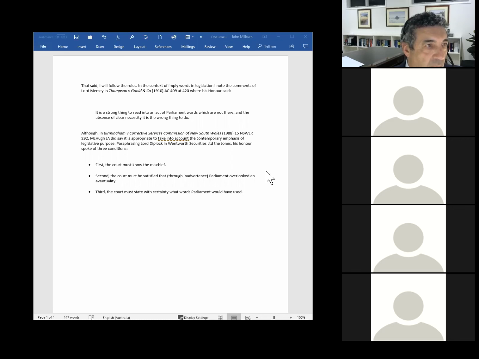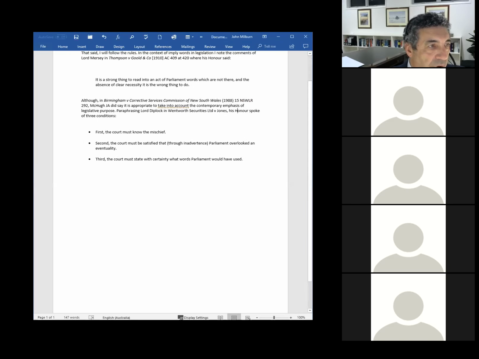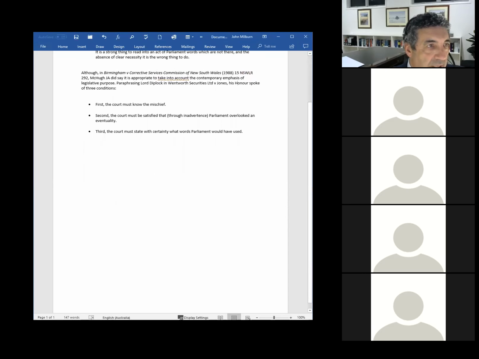Paraphrasing Lord Diplock in Wentworth Securities against Jones, His Honour spoke of three conditions, and that is, first, the court needs to know the mischief. Second, the court must be satisfied that through inadvertence Parliament overlooked an eventuality. And third, the court must state with certainty what words Parliament would have used.